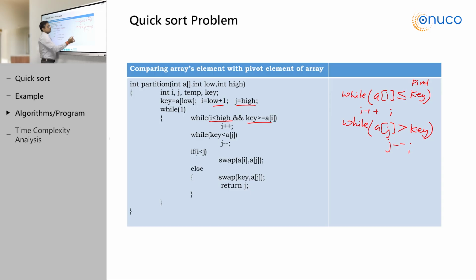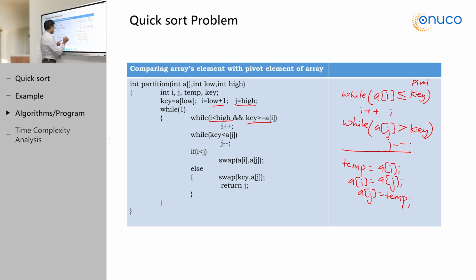Let us see, if you are not aware of the swap function, then we need to write in the place of swap: temp is equal to A of I, A of I is equal to A of J, and A of J is equal to temp.